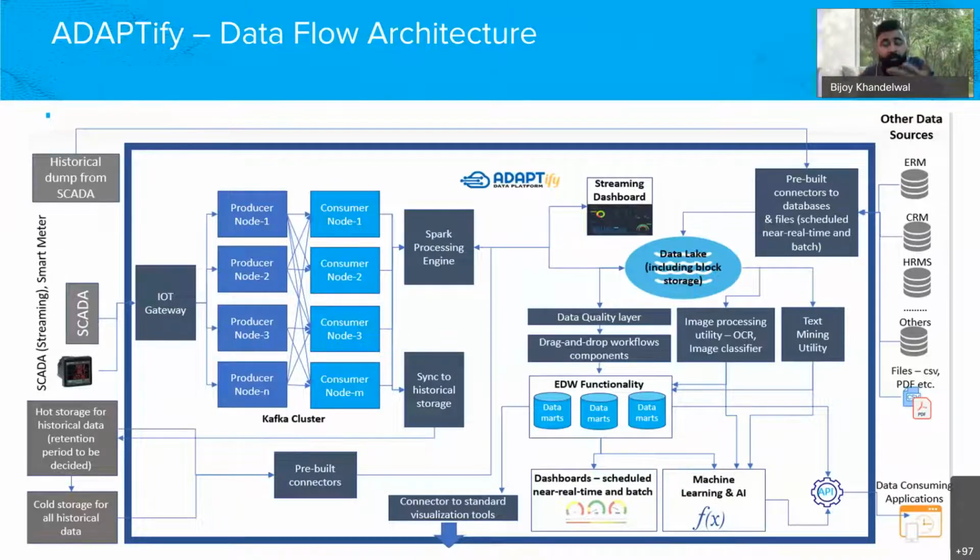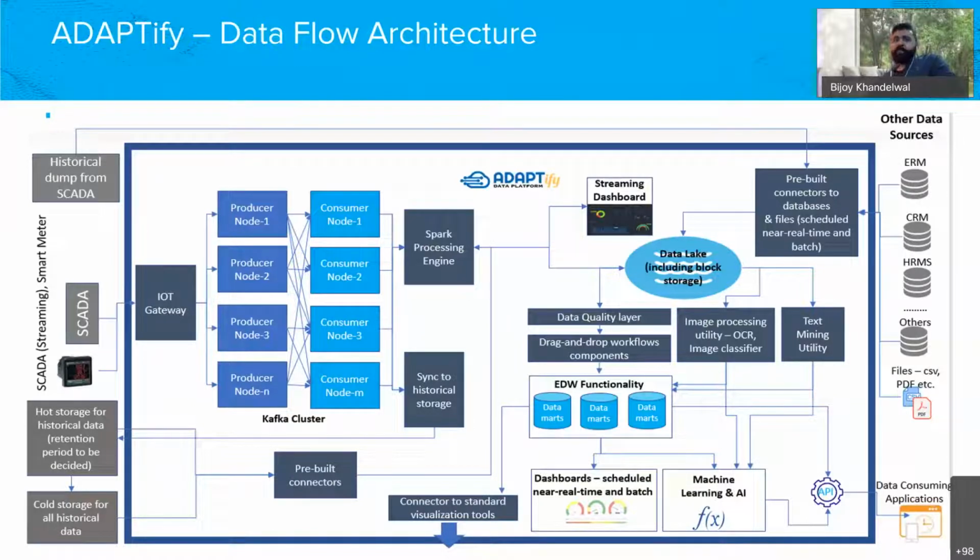One data mart or 3 or 4 data marts, as you see in the diagram, may fuel your dashboards, which are either near real time or batch. A few of the data marts you can use for your machine learning and AI consumption layer, or any other data push kind of stuff that you have.